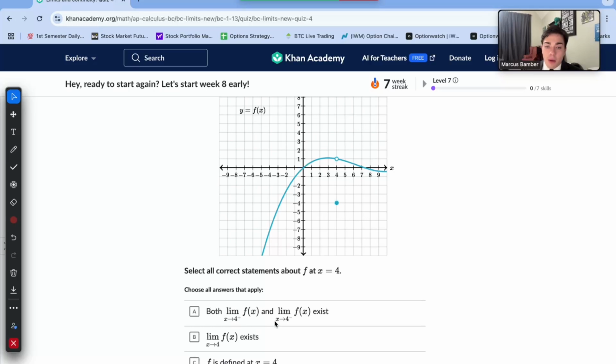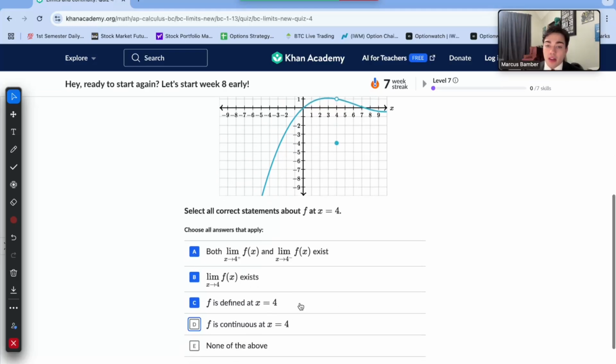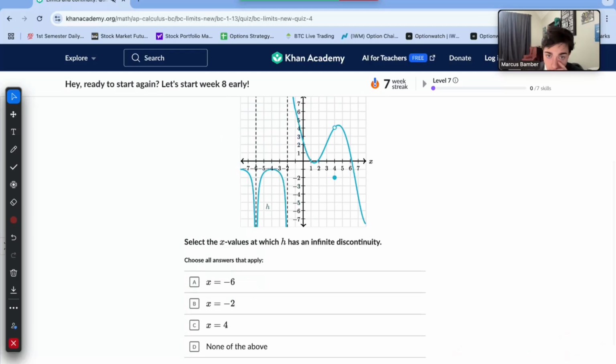Okay, the limit on both sides exists. That is true. The limit for the value exists. Remember, the limit for the value exists when the left and right-sided one-sided limits are equal to each other. They're both equal to 1. So the limit of f of x as x approaches 4 does indeed exist. F is indeed defined at x equals 4, negative 4. However, since that value is not equal to the limit of f of x as x approaches 4, aka 1, it is not continuous. Okay?